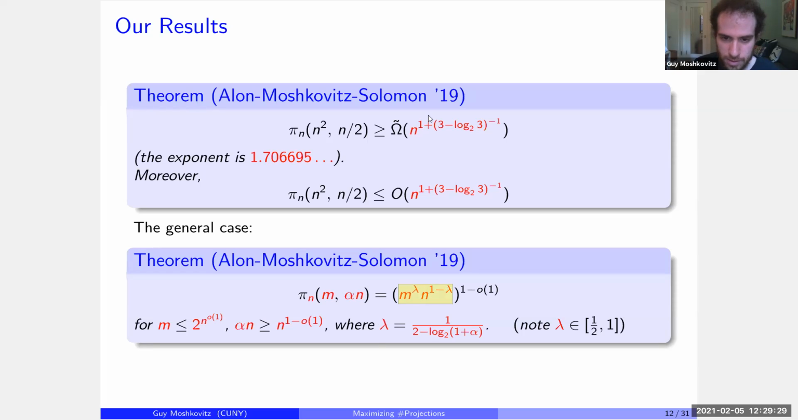But of course, this gives the previous result as a special case. Because in the special case where m is n squared, you get here n to the power of 2 lambda plus 1 minus lambda. So that's 1 plus lambda, which happens to be exactly the constant that works for the first theorem. So everything here is, at least in the exponent, completely tight.